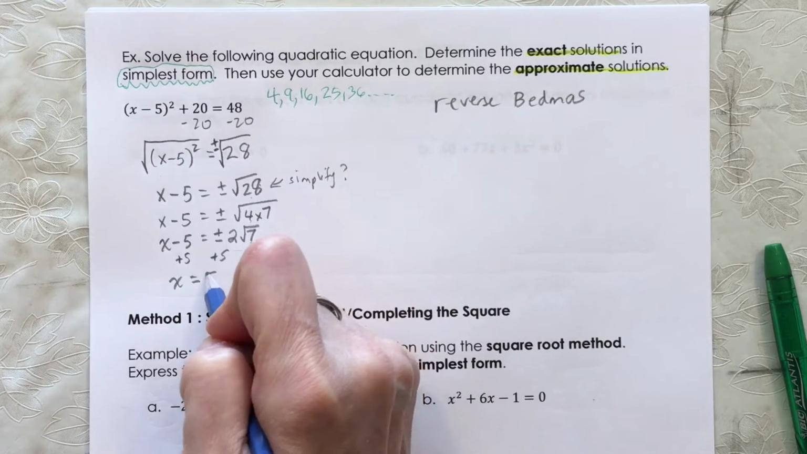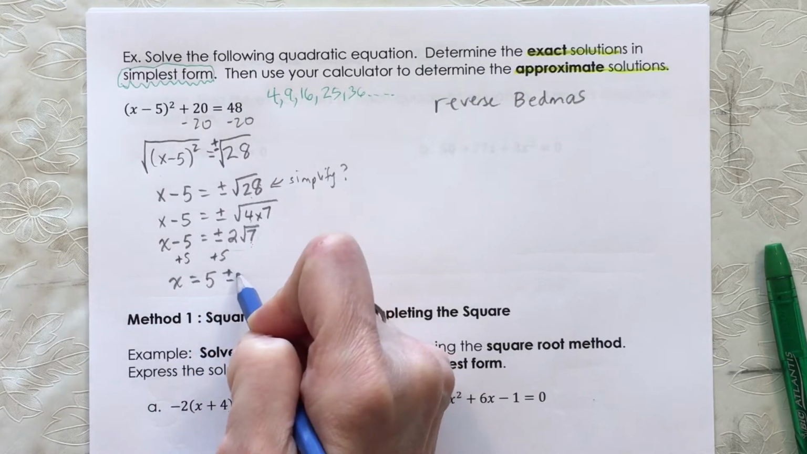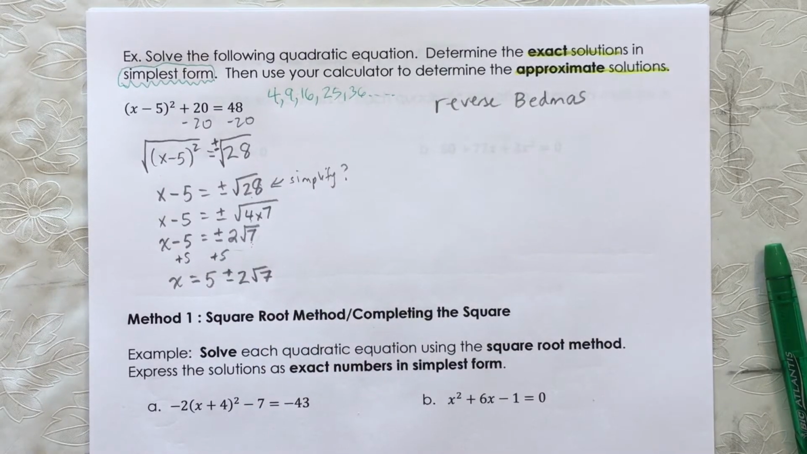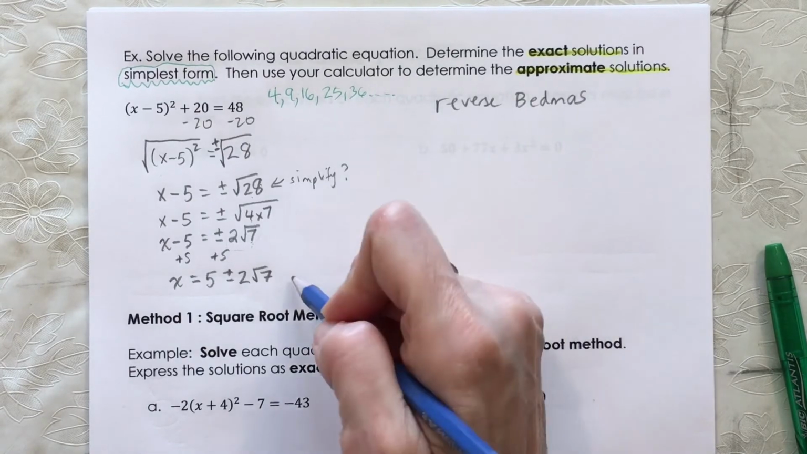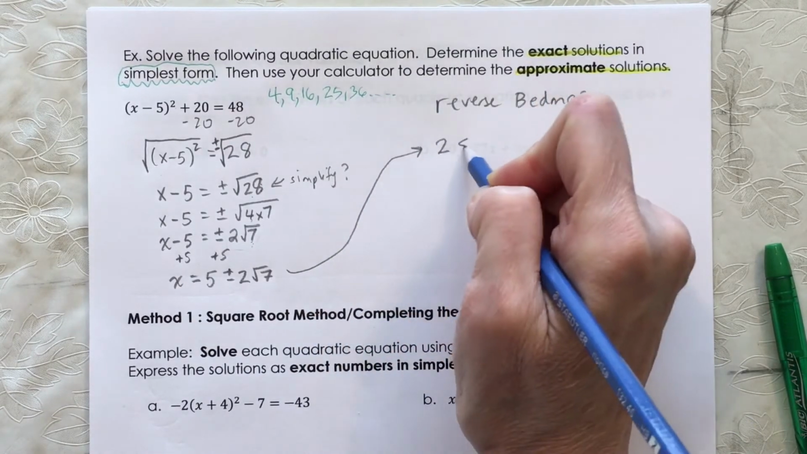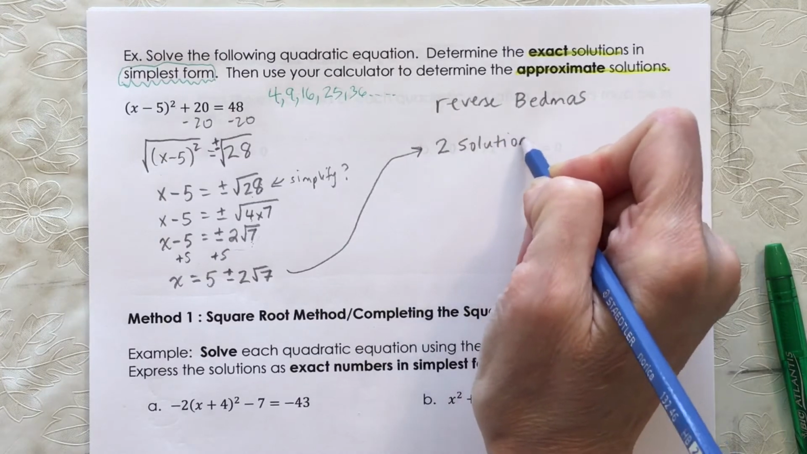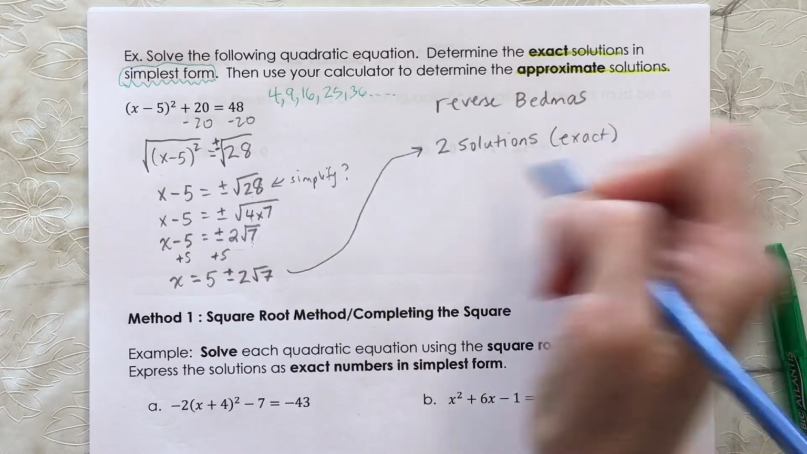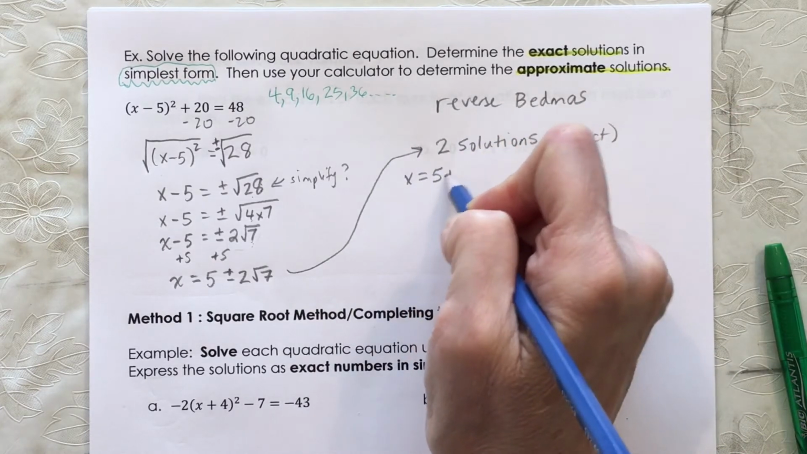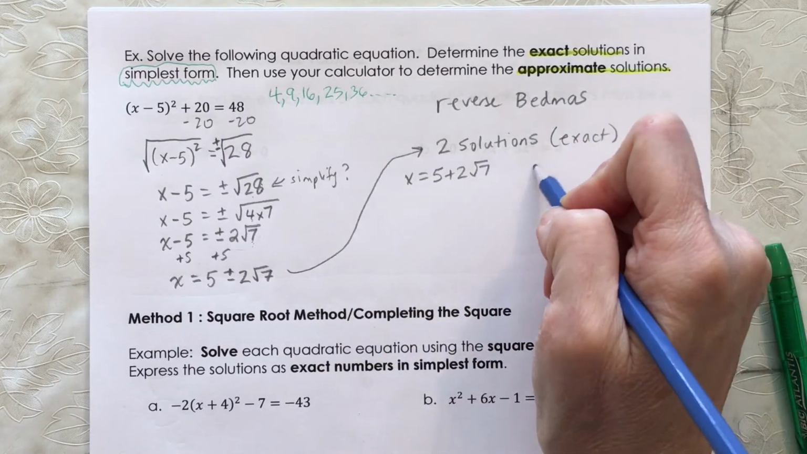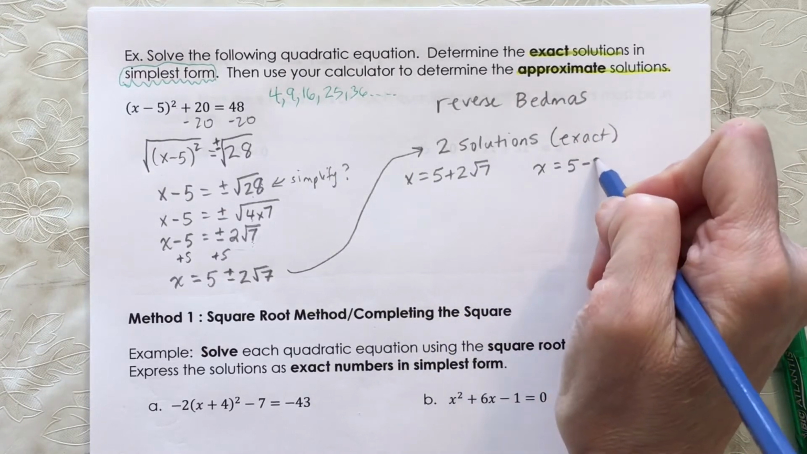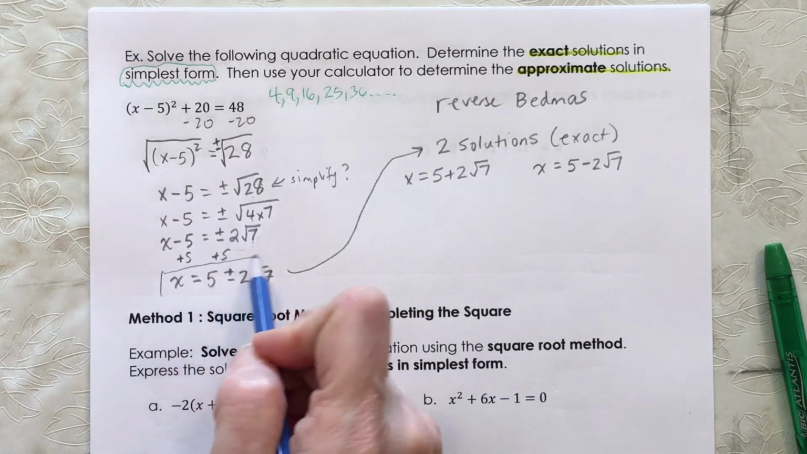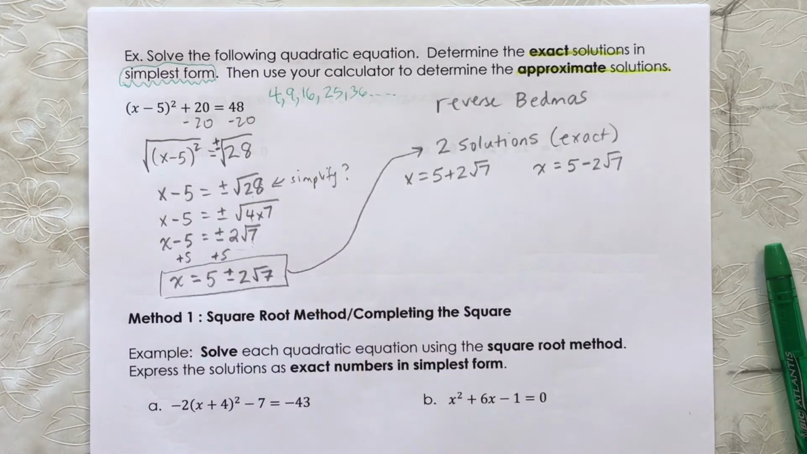So I've got that x equals 5 plus or minus 2 square root of 7. Okay, so what does that actually mean? So that means there's 2 solutions to this quadratic equation, and the exact solutions are that x is equal to 5 plus 2 root 7 and x is equal to 5 minus 2 root 7. And when you're answering a question, it's perfectly fine just to combine them and write that x is equal to 5 plus or minus 2 root 7.